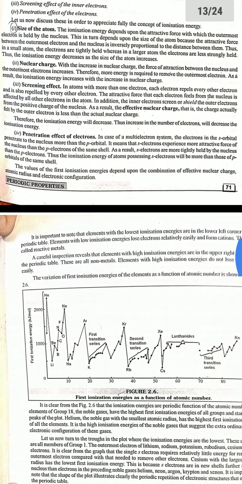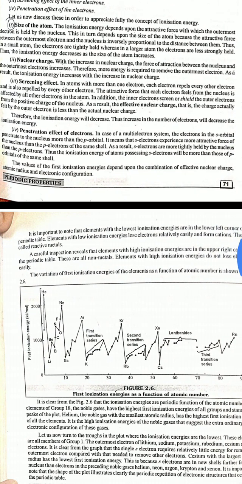The penetration power of an electron. In a multi-electron system, the electron in the s orbital penetrates to the nucleus more than the p orbital. It means that an s electron experiences more attractive force from the nucleus than a p electron of the same shell. As a result, s electrons are more tightly held by the nucleus than p electrons. Thus, the ionization energy of an atom with an s electron will be more than that of the p orbital of the same shell.